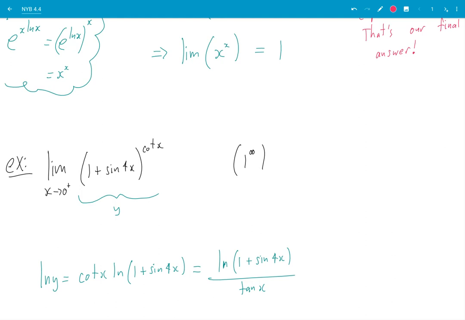Same procedure as before. I let this equal y, and I look at ln y. When you do ln y, the exponent, which was here, moves down. So that's the whole point of using the logarithmic technique. And then you get a fraction, which is good, because L'Hopital needs fractions.